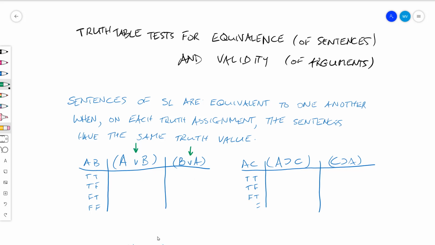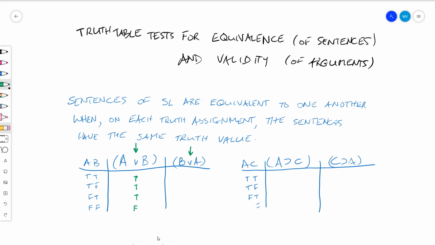Now, this is just a disjunction, so we know it's true whenever at least one of the disjuncts is true, and it's false when both disjuncts are false. If that was too quick for you, if you didn't understand that, you need to go study the master truth table and then come back and listen to the rest of this video.